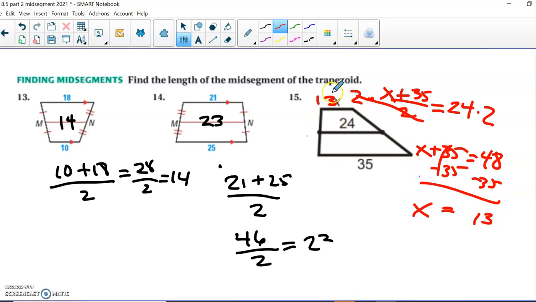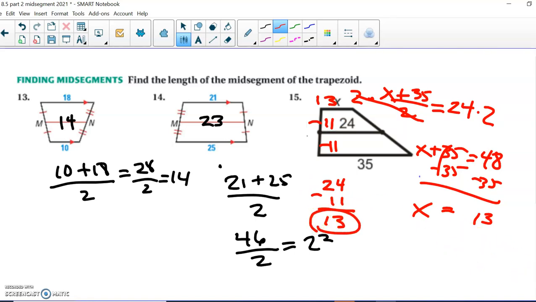If you wanted to check, is 24 halfway between 13 and 35? Some of you are saying, hey, I see an easier way to do that. Absolutely. On a number line, going from 35 down to 24, you're subtracting 11. So from 24 down to the next base, we know we're going to subtract 11 again. If you want to use the shortcut, you can just say 24 minus 11, and we get our 13 again.